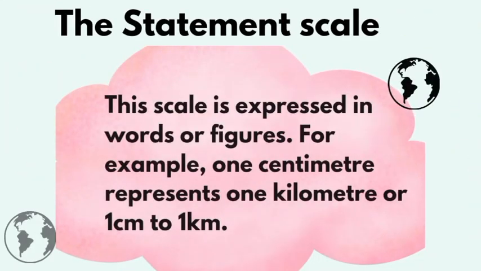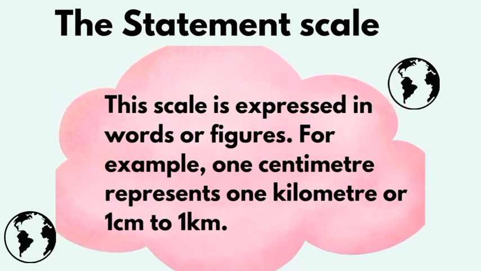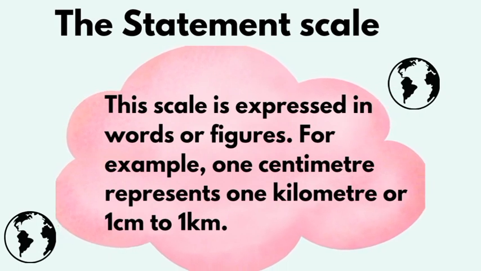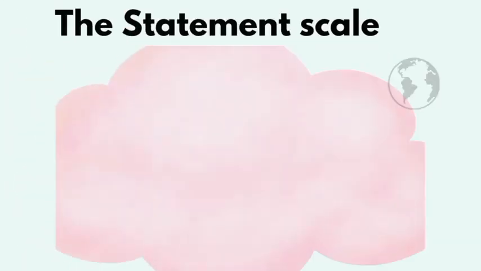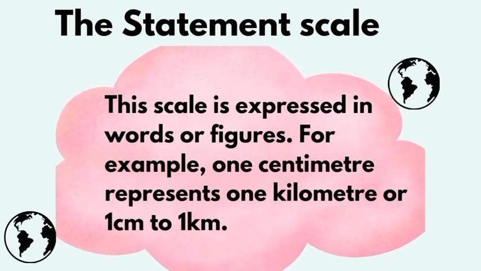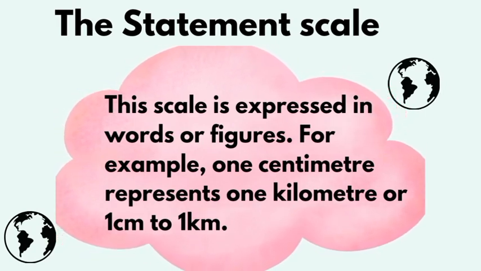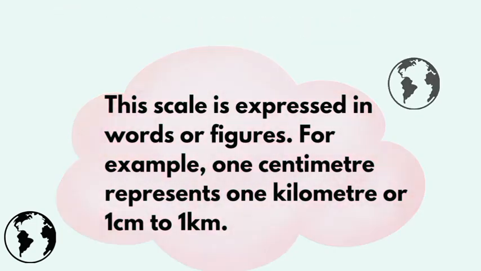First and foremost, the statement scale. It is expressed in words and figures. We all know that when something is called a statement, it usually depicts words, and it can also be typified in figures. For example, we have 1 centimeter represents 1 kilometer in words, and also 1 cm to 1 km. Cm means centimeter, while km means kilometer. Using this scale, it is very easy to understand and decipher. A statement scale is always important in geography.